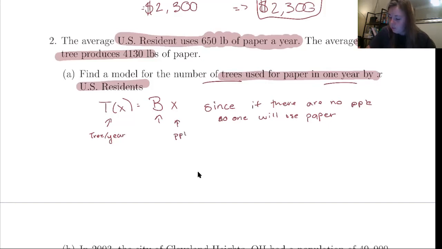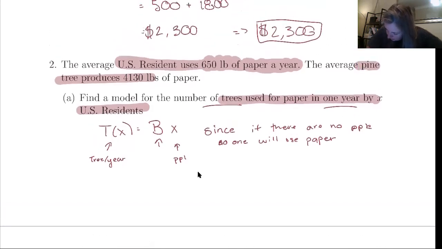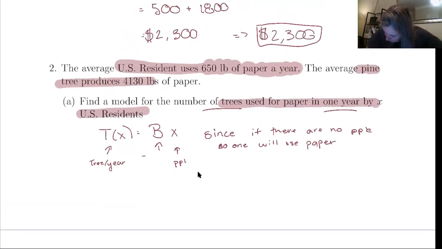And then, so B should be, right, trees per year per person, right? But I don't have trees per year. I have pounds of paper. Oh my God, so many unit conversions, right?